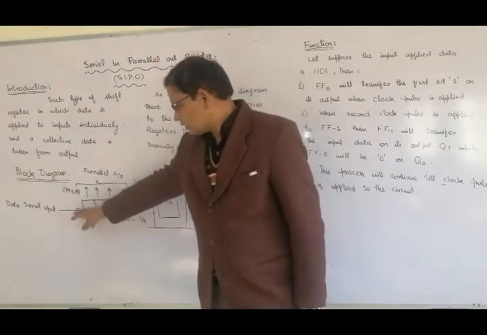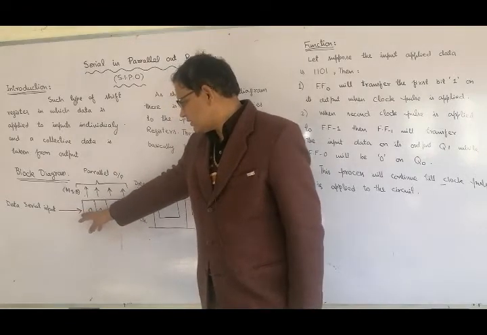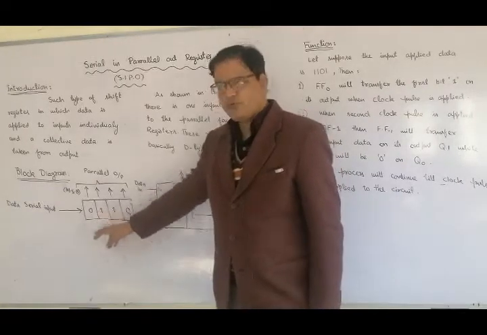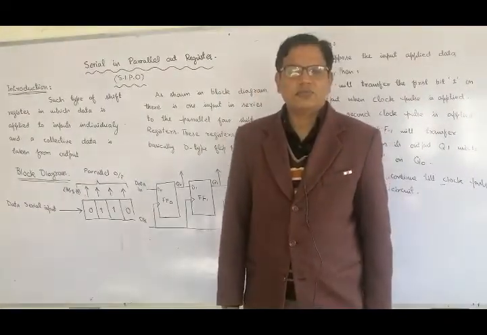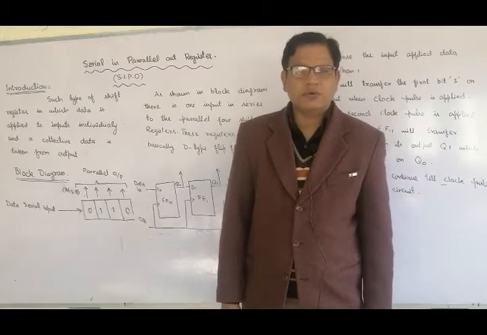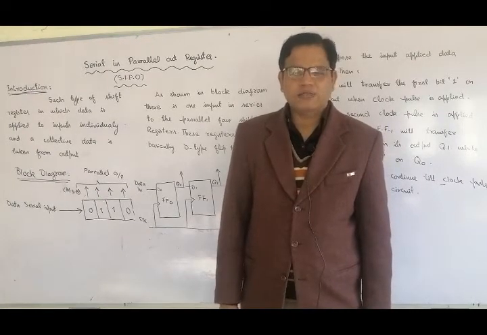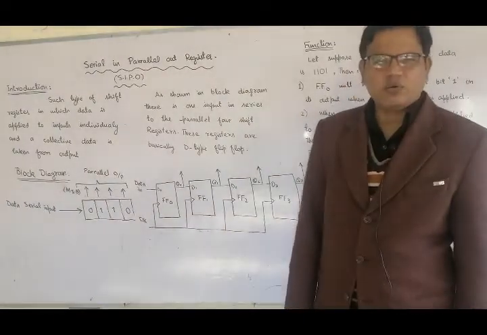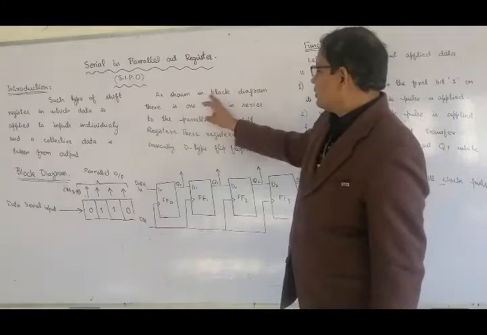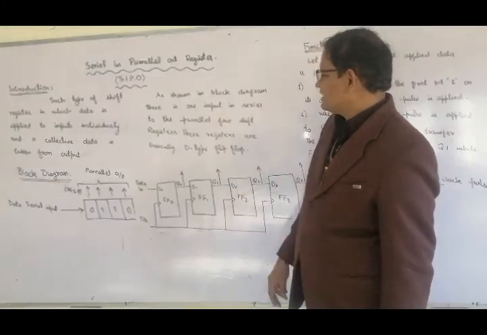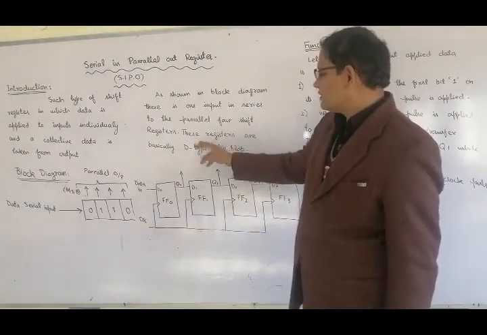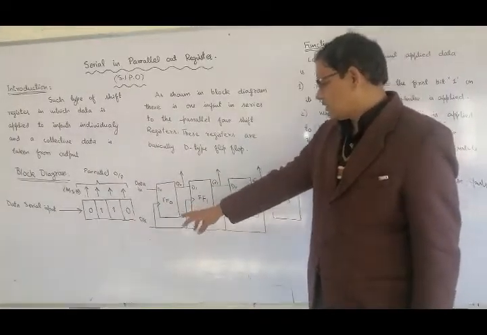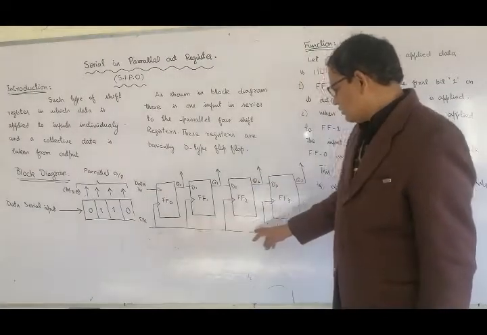As I am telling you, we have a single data input, and 1, 2, 3, 4 outputs, and here are 1, 2, 3, 4 shift registers. These are basically 4 D-type flip-flops, and combined they make a complete SIPO, that means serial in parallel out shift register. As shown in the block diagram, there is one serial input to the 4 parallel shift registers. These registers are basically D-type flip-flops, as I have discussed on this topic already. Further, we will discuss this subject.